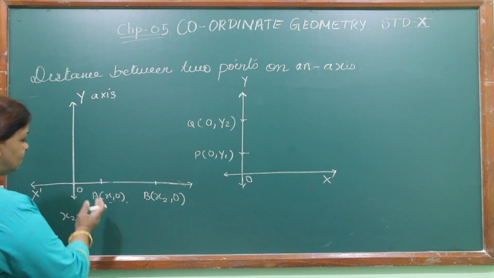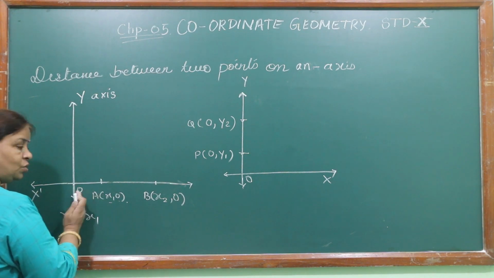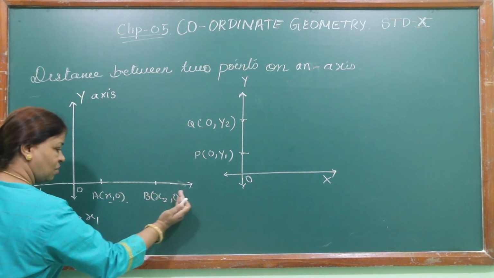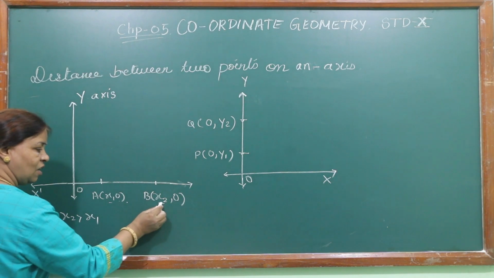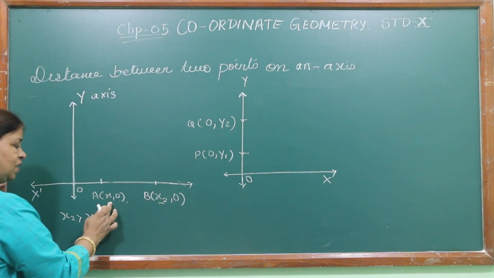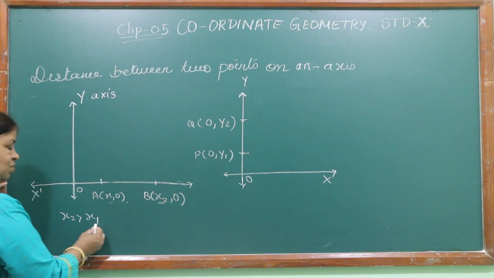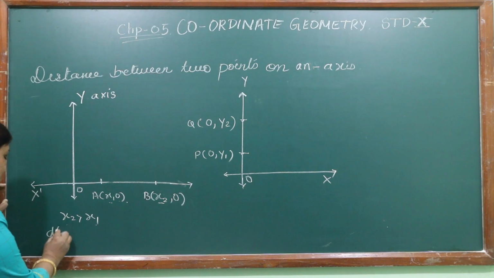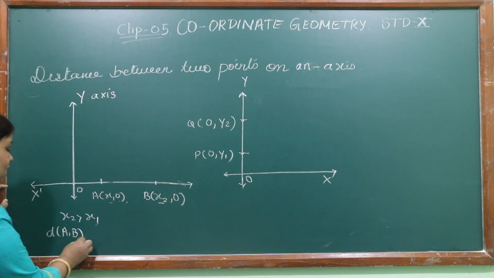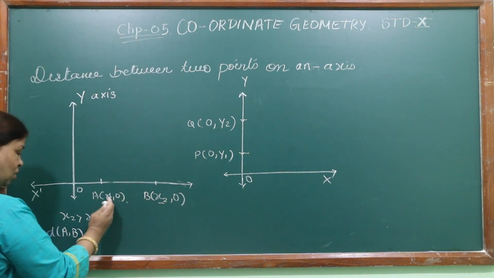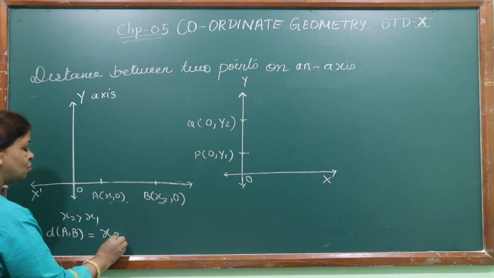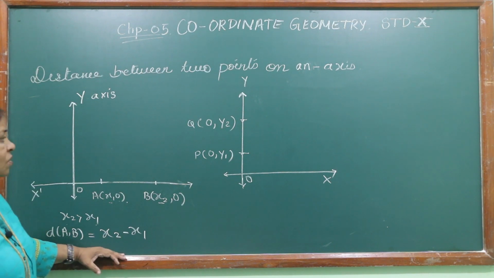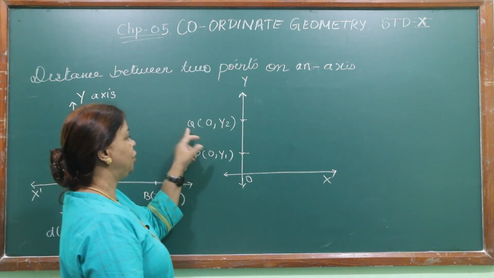Now you can see here children, A is very close to O, and B is a little far towards the right. So naturally x2 is going to be greater than x1. So x2 is greater than x1. Then how do we find the distance AB? Distance AB will be the larger distance minus the smaller distance, which will be x2 minus x1.